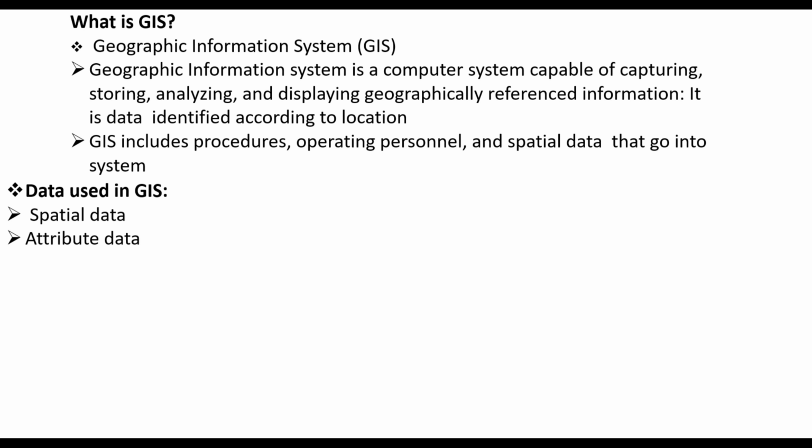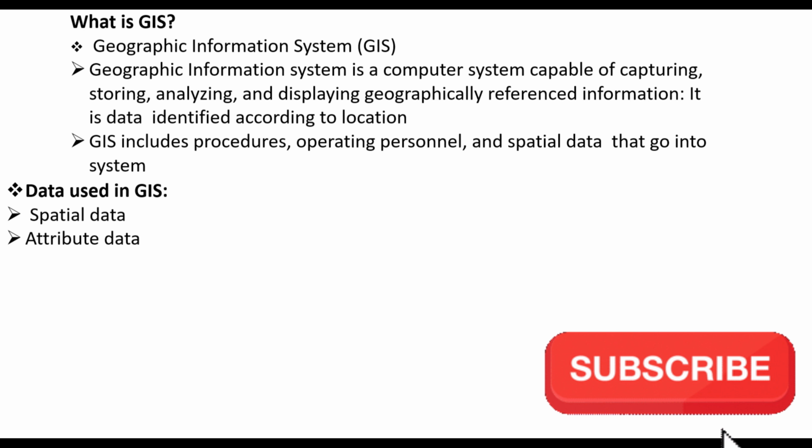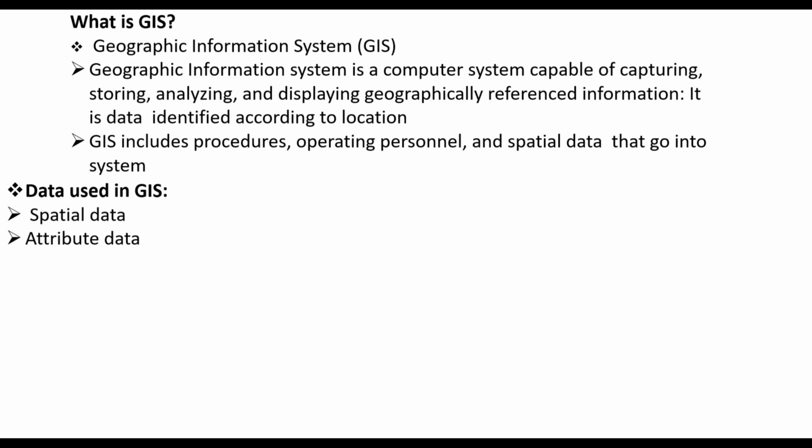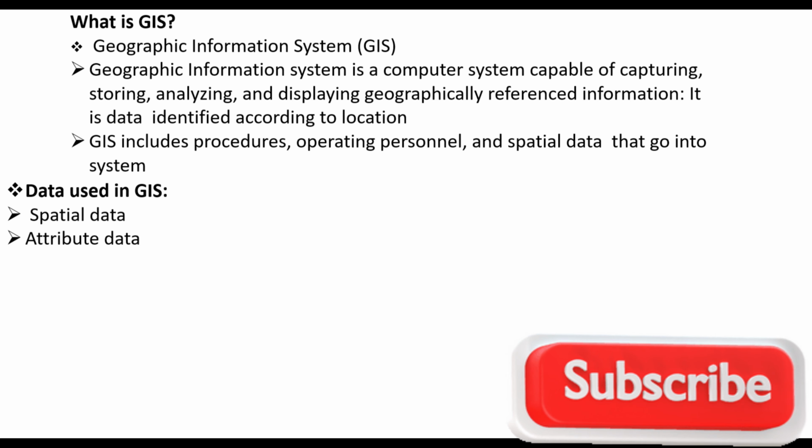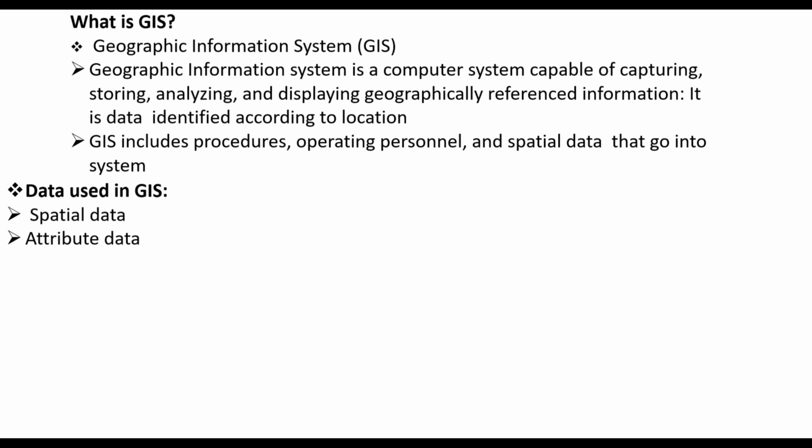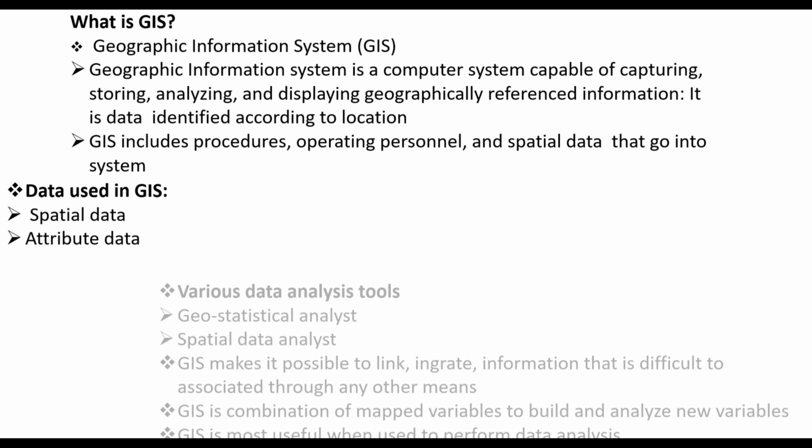There are 4 types of the data: vector and raster data, spatial data, and attribute data. But the most important data which are used in the agricultural purposes include spatial data and attribute data. Spatial data is again coordinates of that particular location, and attribute data is the data which was recorded for those coordinates or for that particular location.